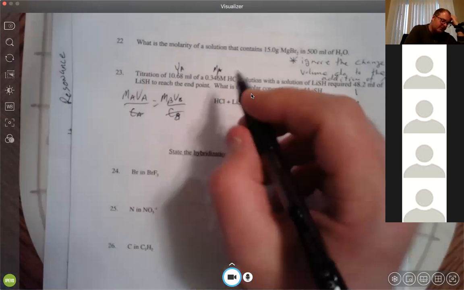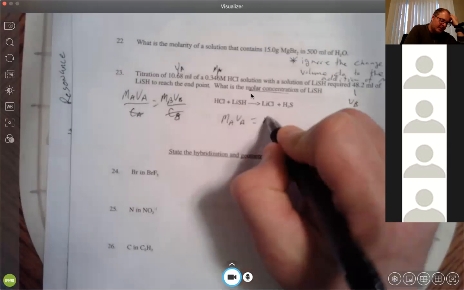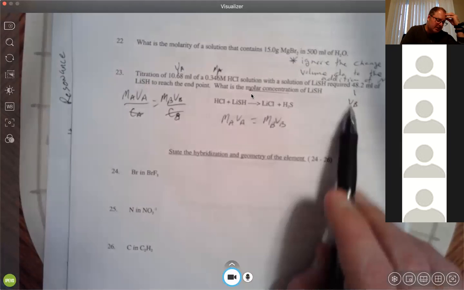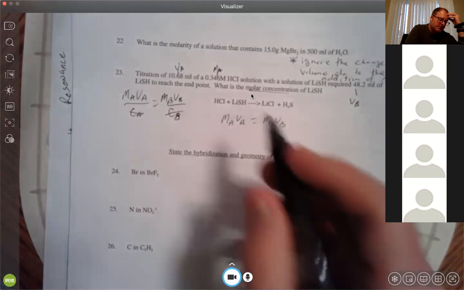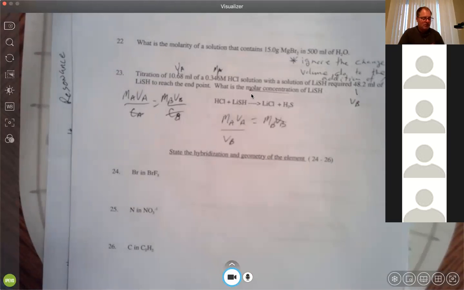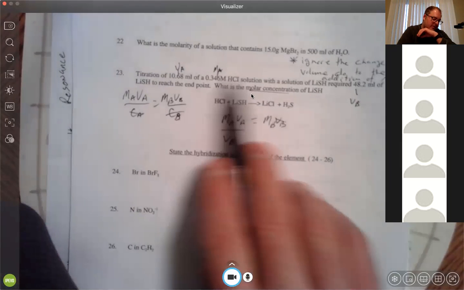I usually like to do formulas with the variables instead of plugging numbers in whenever I manipulate them. So if we are looking for the Mb, we simply divide both sides by Vb. 0.346 times 10.68 divided by 48.2.